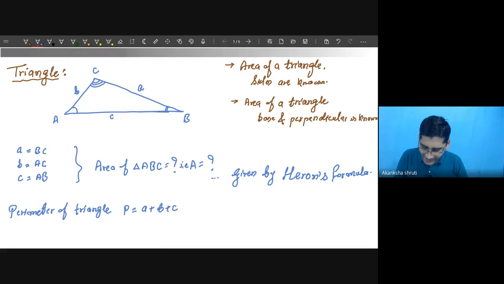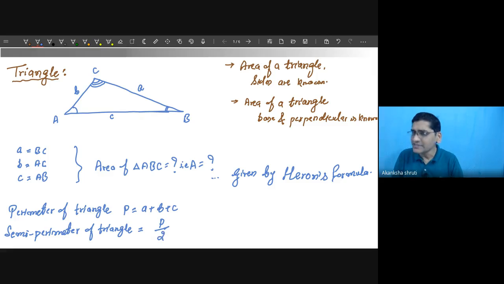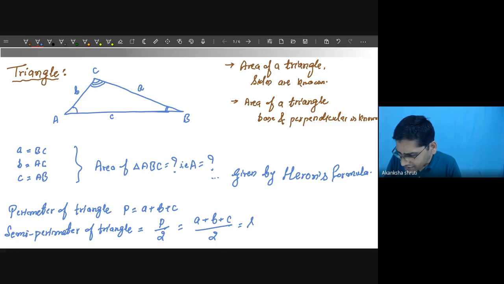Then there is another thing called the semi-perimeter. Semi of anything means half. So the semi-perimeter of this triangle is calculated by dividing the perimeter by 2, meaning half of the perimeter. The perimeter P in terms of a, b, c is a plus b plus c, so it is a plus b plus c by 2. And this semi-perimeter is denoted by the letter S.